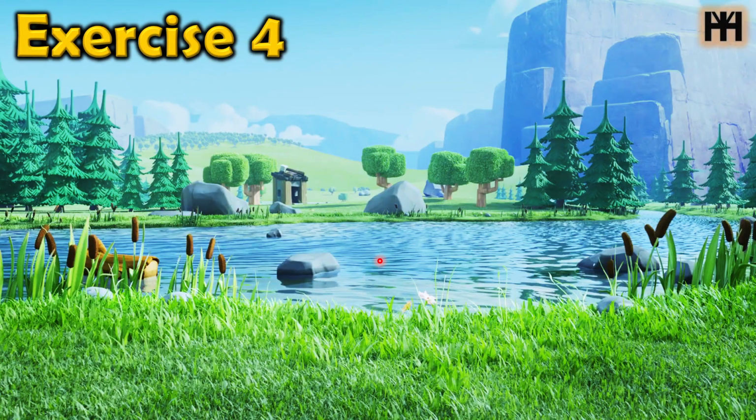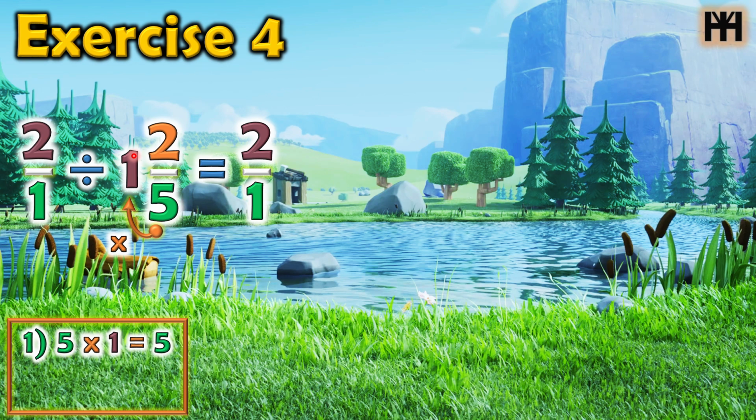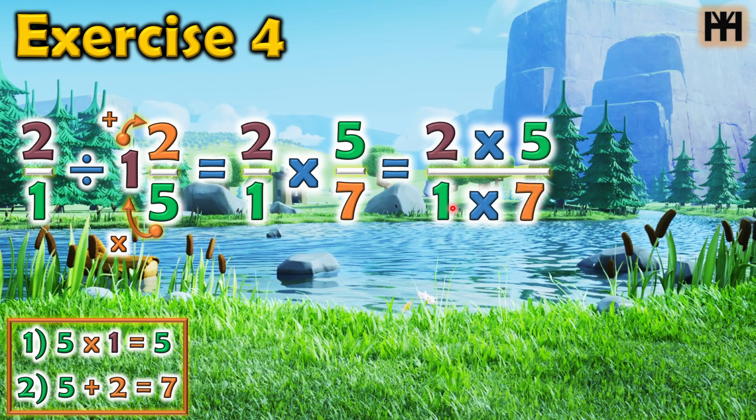Okay, exercise 4. Let's say we have 2, divide 1 and 2 over 5. Okay, 2 here is the same as 2 over 1. So it's 2 divide 1 and 2 over 5. Let's change this mixed number into an improper fraction. So here 5 times 1 will be 5, then 5 plus 2 will be 7. So it's 2 divide 7 over 5. So let's flip them. So 2 times 5 over 1 times 7. So it will be 10 over 7.